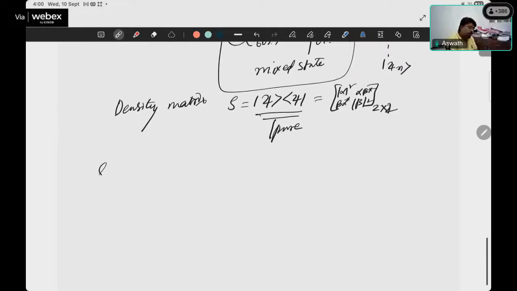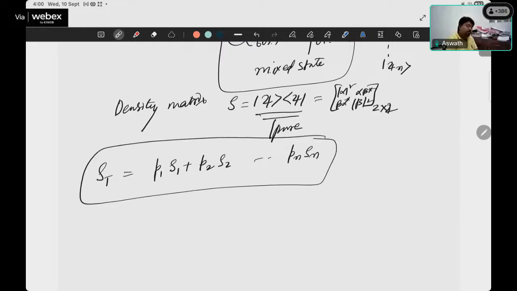So in this case, now I have to write a total density matrix as: there is a chance with the probability P1, there is a quantum state. Any given atom, or a qubit, can exist in rho 1 style, or rho 2, and so on up to rho n. So this is the overall density matrix.